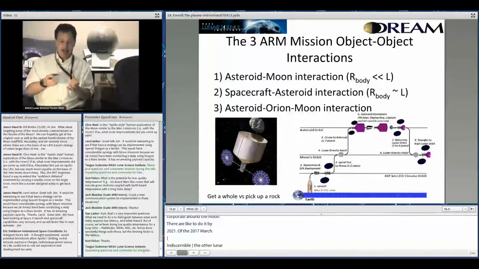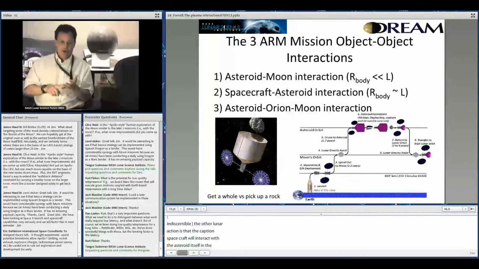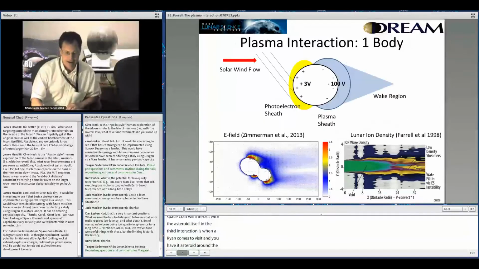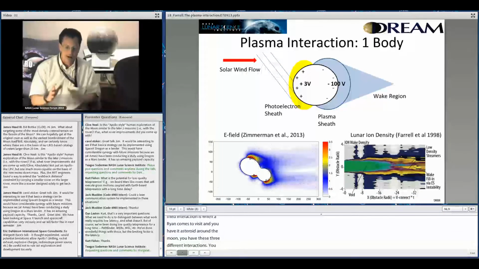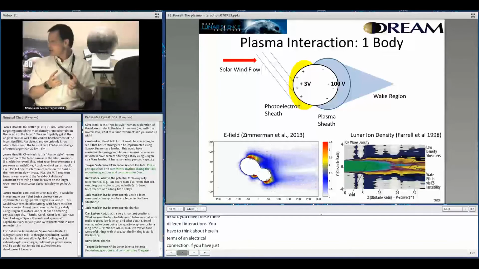And then a third interaction is, of course, when Orion comes to visit with the human crew, and you've got the asteroid, and they're going to be around the moon, so that's almost like a three-way interaction. So you've got these three different interactions you have to think about here in terms of an electrical connection.